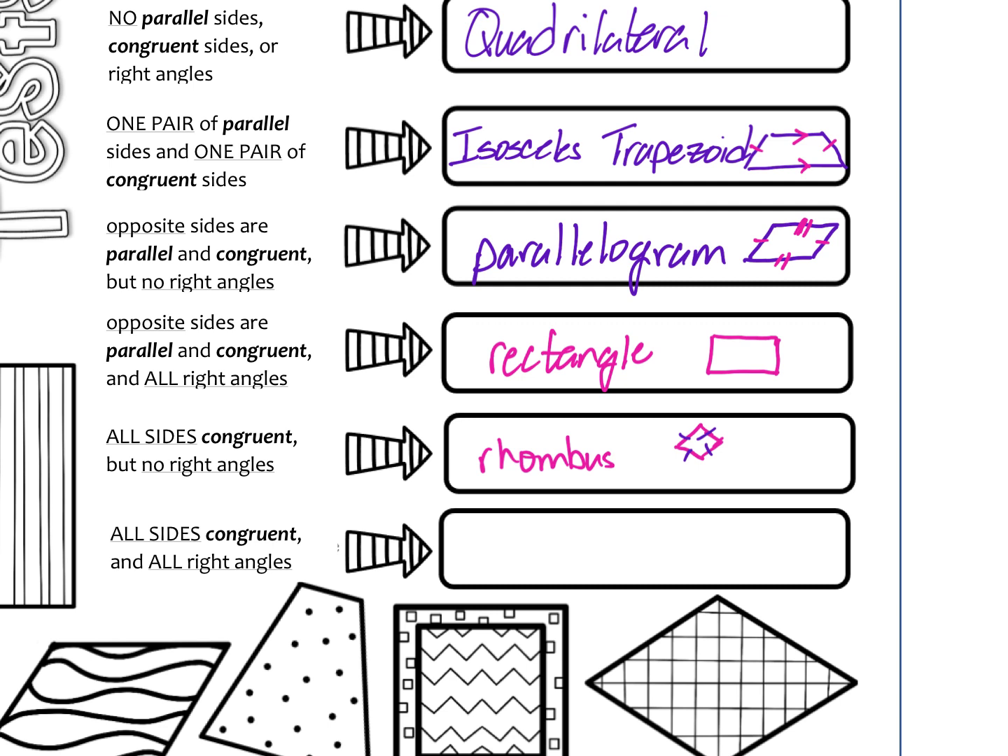And then we have all sides congruent, all right angles. What's the last one? Oh yeah, square. And they're all the same side. Okay?